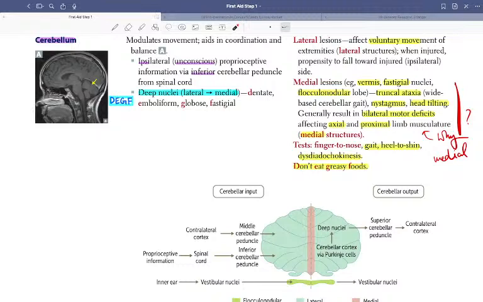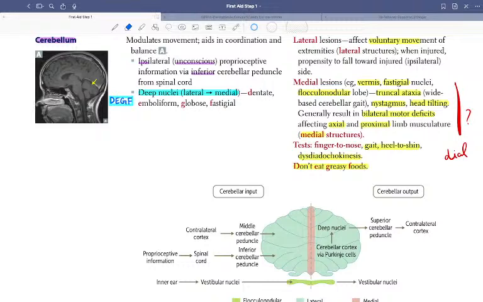Next is medial, which is the vermis and the fastigial nucleus, the medial-most, going from outer lateral to inner medial. Next we have the flocculonodular lobe, a small one here. This causes truncal ataxia, which is why we have wide-based cerebellar gait, nystagmus and head tilting. It generally results in bilateral motor deficits affecting axial and proximal limb musculature. That is the medial structures.